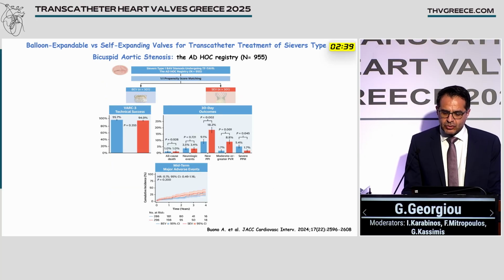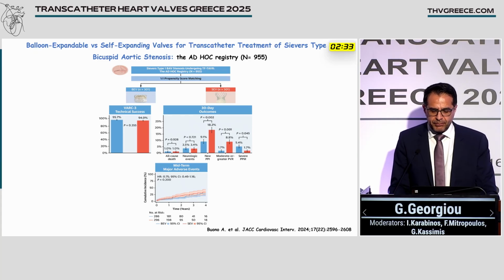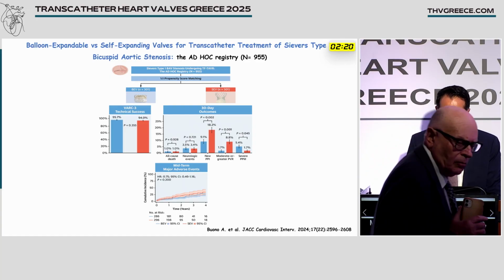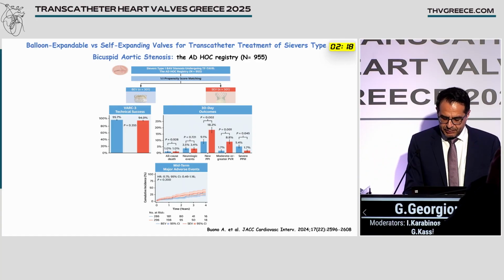Similar results from the ad hoc registry, which included 955 patients. No comparison head-to-head between the balloon expandable and self-expanding valves. No difference in technical success rates. Higher rates of pacemaker in the group of self-expanding valve, as expected, and more than moderate or greater paravalvular leak in the group of self-expanding valve.